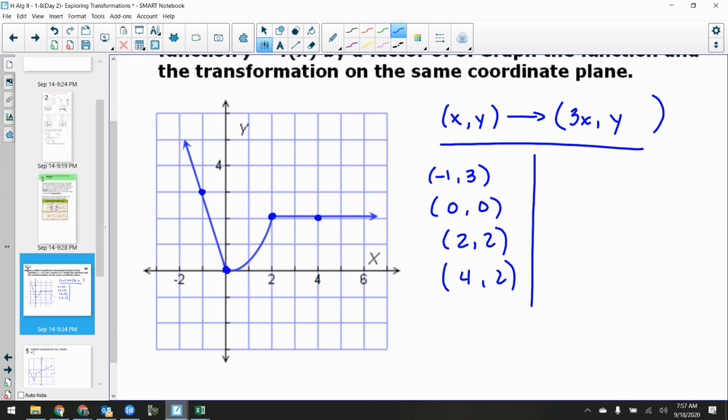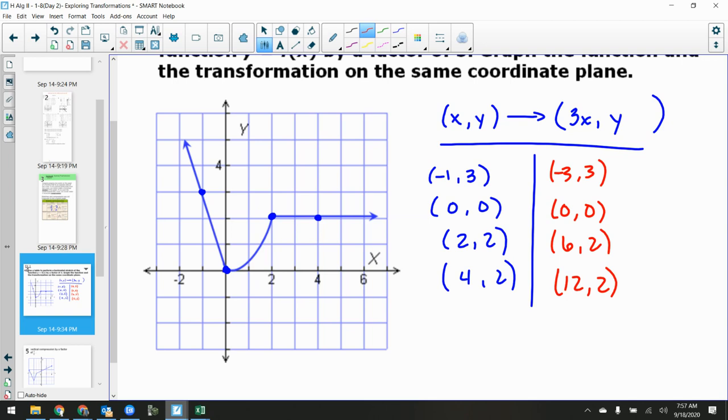Now this is going to turn into -3 comma 3, 0 comma 0. Notice that the origin point didn't change. 6 comma 2, 12 comma 2. That's going to be kind of hard to graph. So let's graph these points.